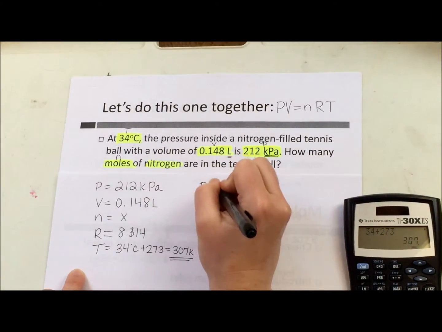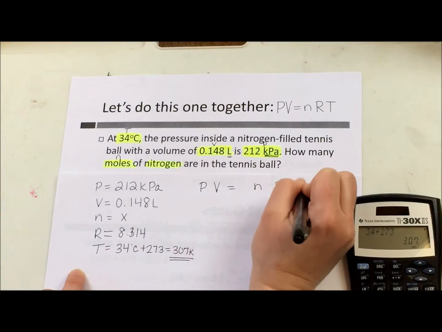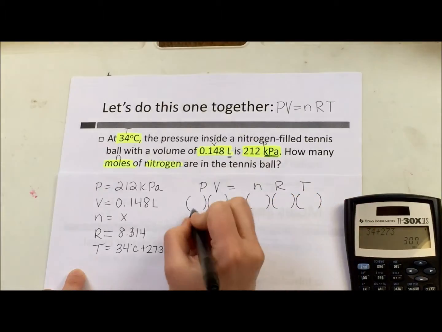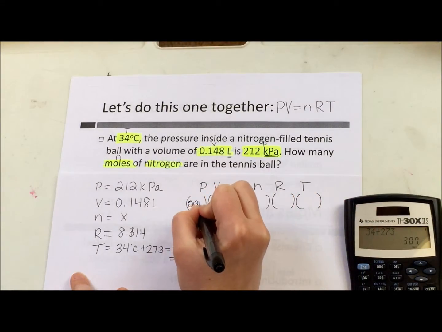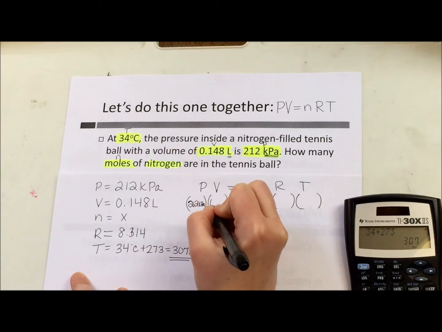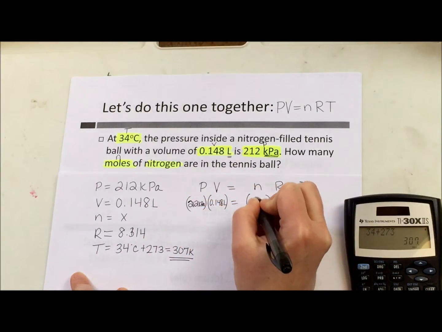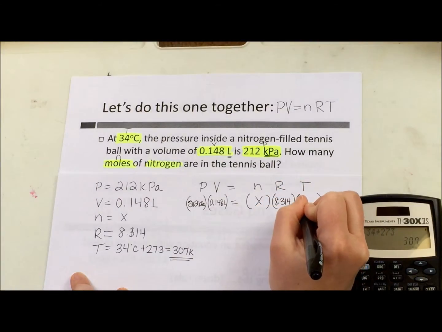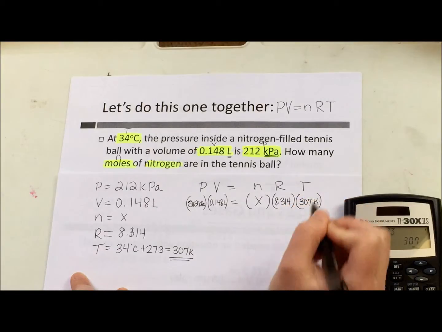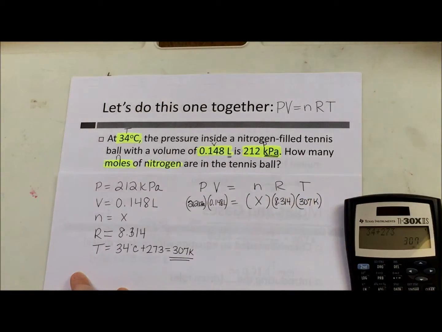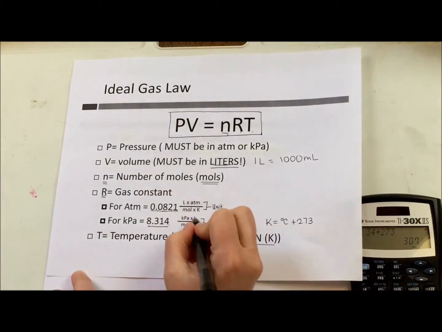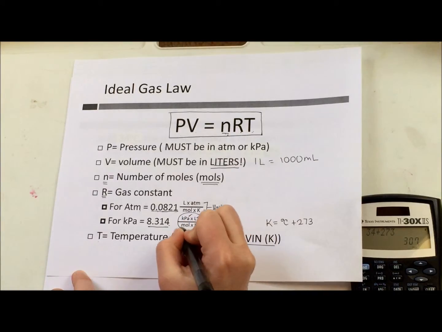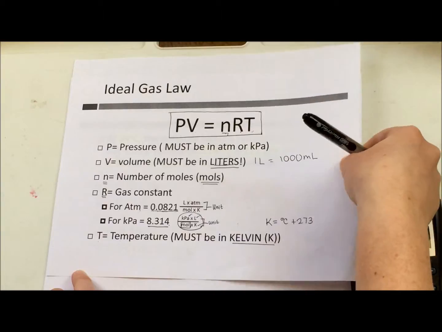So let's set it up. PV equals nRT. Okay, so our P is going to be our 212 kPa, our V is going to be 0.148 liters, our n, we don't know, our R is 8.314, and our temperature is going to be 307 K. Now our R constant, remember it had that very long unit that we see here, and this is going to help us cancel out our kPa, our liters, our Kelvin, leaving us with moles in this equation.